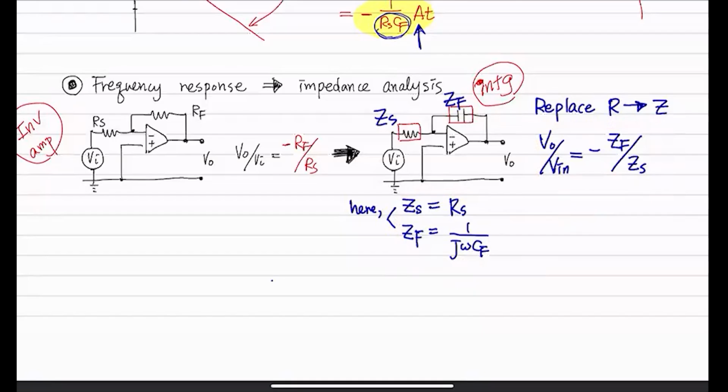In other words, Vout over Vin is going to be negative ZF, which is 1 over j omega CF, over ZS, which is RS. And that is going to be negative 1 over j omega RS CF.